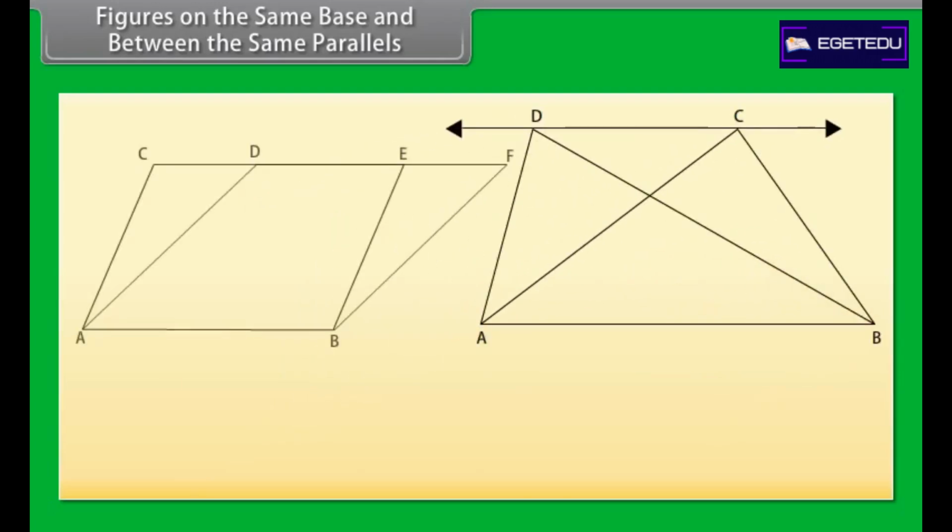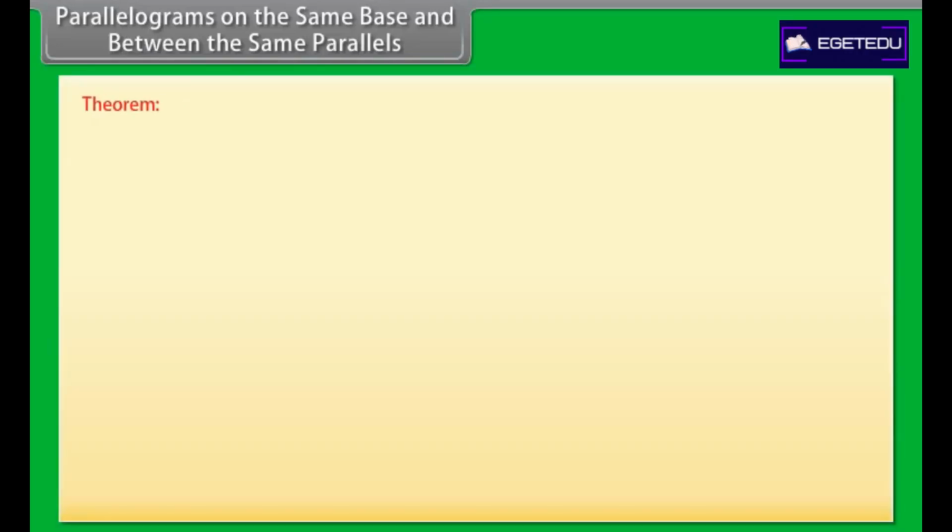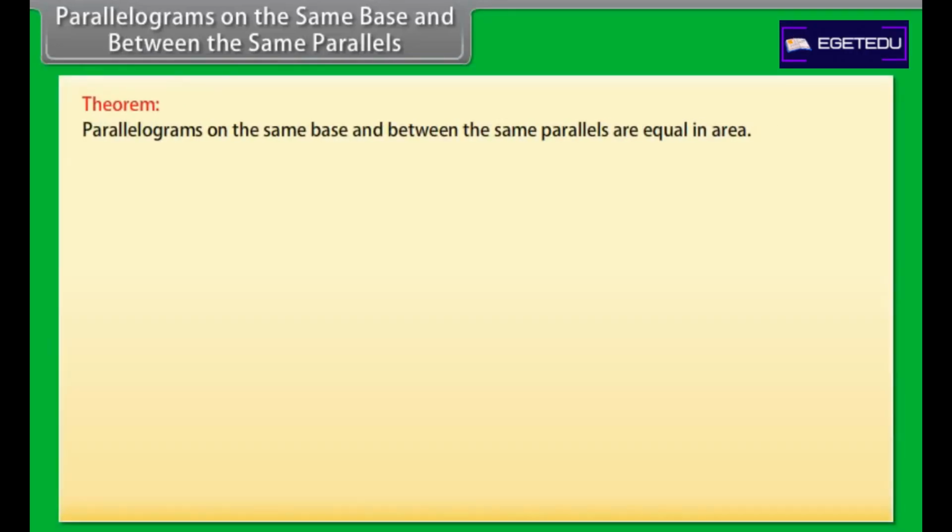So we can say that 2 figures are said to be on the same base and between the same parallels if they have a common base side and the vertices or the vertex opposite to the common base of each figure lie on a line parallel to the base.